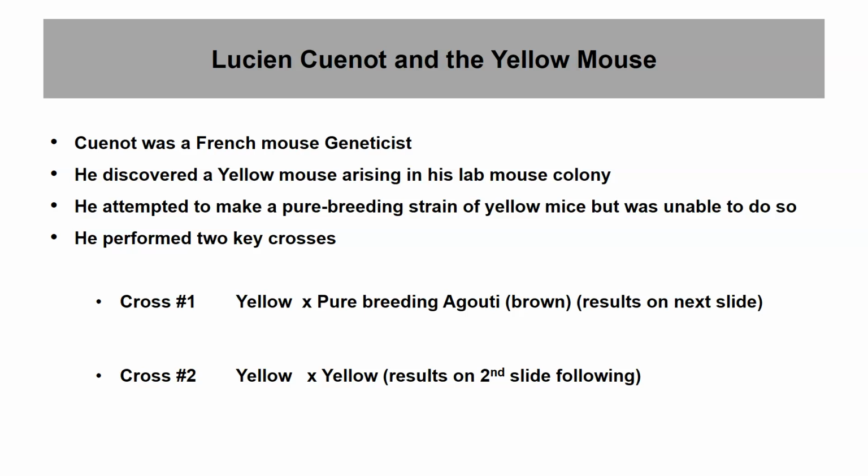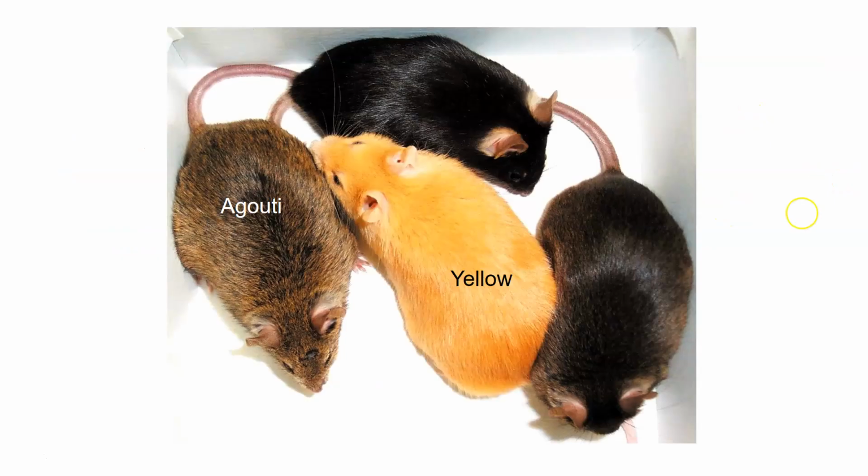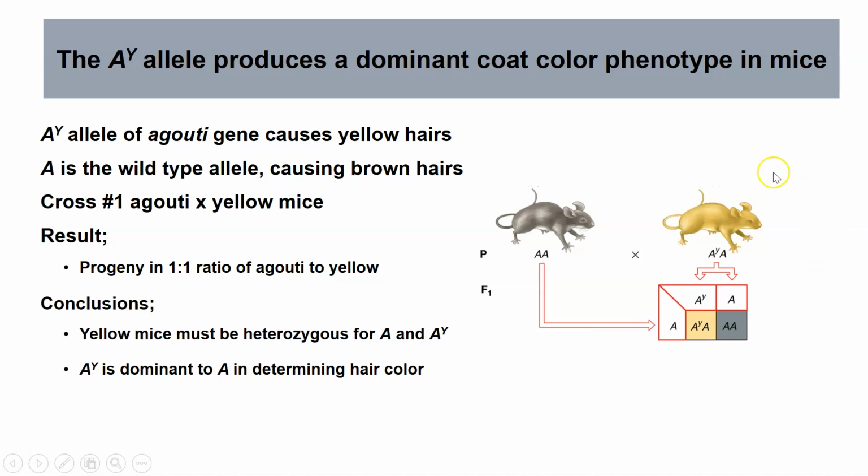In the process of investigating the yellow mouse, he carried out two particularly important crosses, which I will go through on the subsequent slides. First cross was crossing a yellow mouse to one of his pure breeding agouti mice. And the second cross was crossing together two yellow mice. So first of all, just this slide to indicate a yellow versus an agouti mouse. And you can see the yellow mouse really stands out. The slide also includes a couple of other mutant strains for coat color, but we're going to focus in on these two.